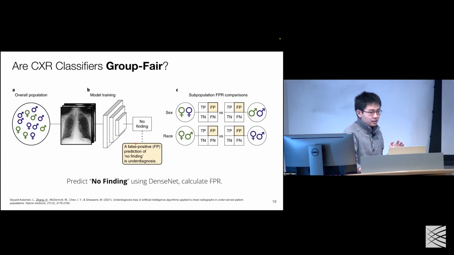And then in particular, we look at the false positive rate. This corresponds to equal opportunity if you think about the definitions. And the false positive here, if you think about it, is when we predict someone to have no finding, will they actually have a finding, which is very detrimental because they might be withholding treatment from that particular group, right? And so here, the pipeline is we train this model, then we examine the FPR, the false positive rate, of each of the groups to see if there's any disparities. So the question is, are X-ray classifiers group fair with respect to this particular definition?